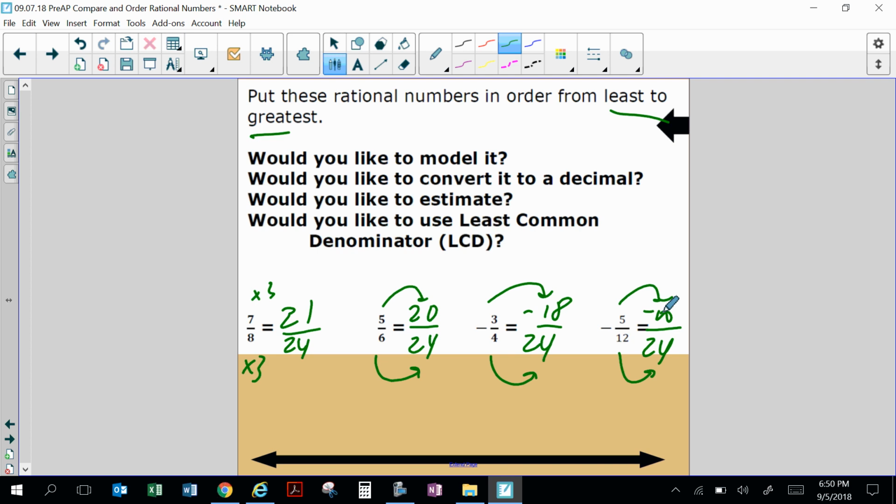So which one is the least? They all have the same denominator. I believe negative 18/24 is the least, so negative 3/4. Then the next negative is negative 5/12, or negative 10/24. That's a typo, by the way. And what's the next least? 20 is less than 21, so 5/6, and then 7/8. So what we did is put fractions from least to greatest. What you do need to know is to use a common denominator. It really does help save time.